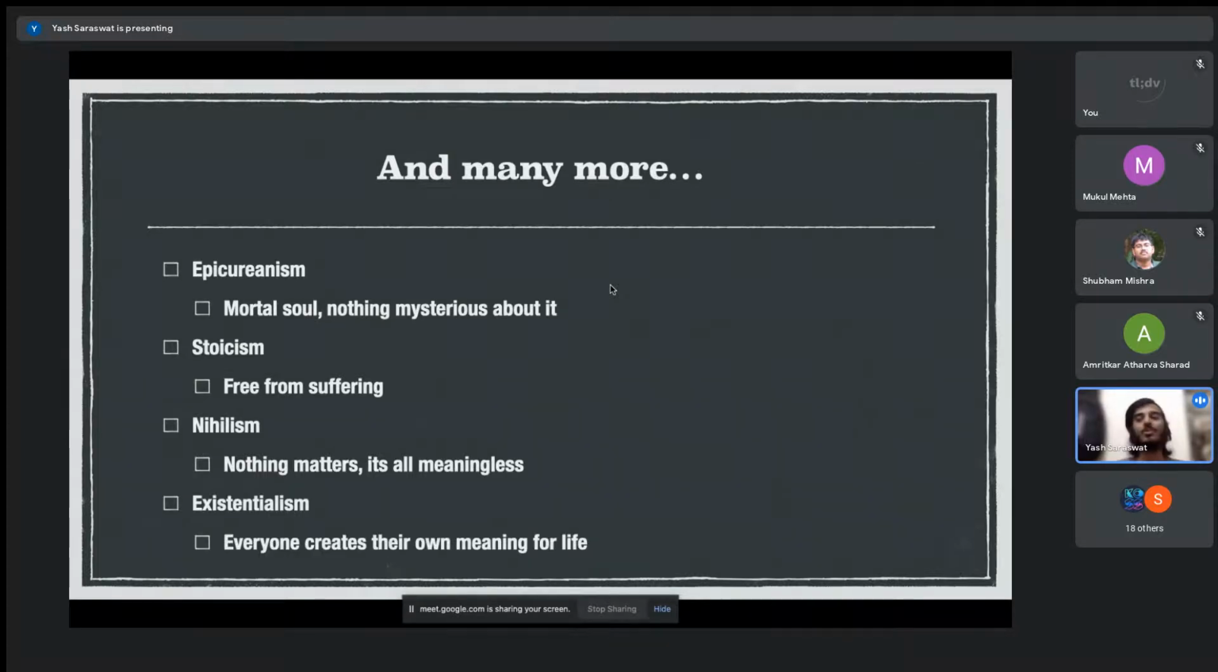Existentialism is that everyone creates their own meaning of life, so there's no point in discussing all of this. Everyone has their own personal meaning of life, and this is inbred in most of the philosophy we will discuss today.